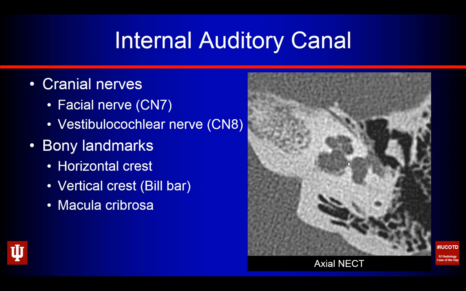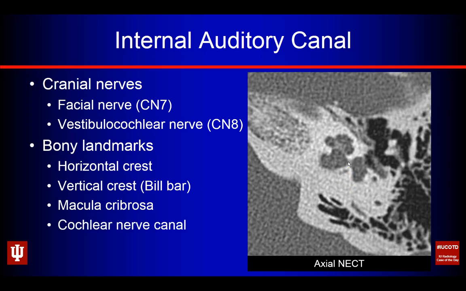As we look a little bit further down, we can see a subtle perforation in the deep, posterior and lateral component of the fundus of the internal auditory canal. That's our macula cribrosa, the perforated substance connecting over to the vestibule, where the vestibular nerves transit. And then we can see our large cochlear nerve canal, where the cochlear nerve comes through, medial to the modiolus.